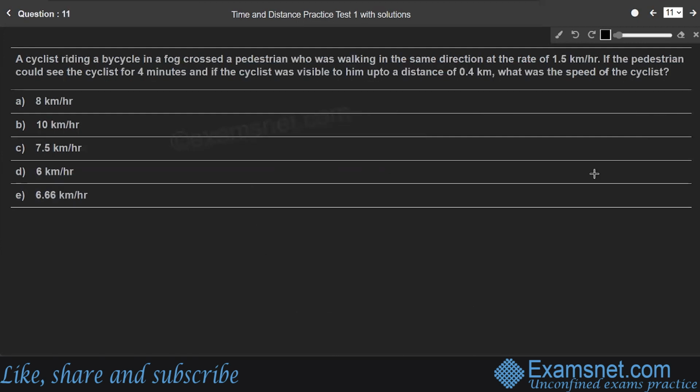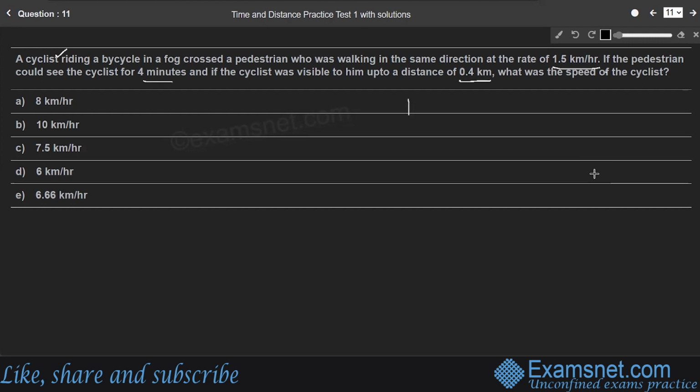Question number 11. A cyclist riding a bicycle in a fog crossed a pedestrian who was walking in the same direction at the rate of 1.5 km per hour. If the pedestrian could see the cyclist for 4 minutes and if the cyclist was visible to him up to a distance of 0.4 km, what was the speed of the cyclist?